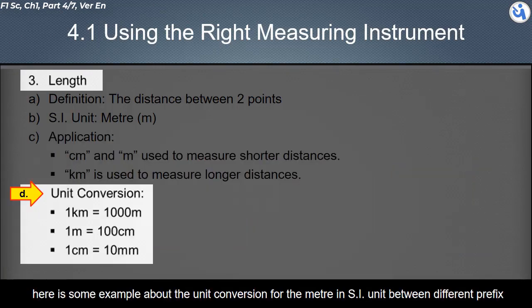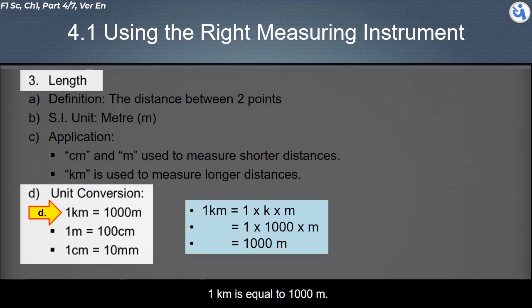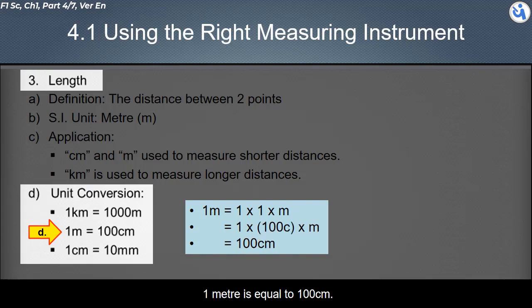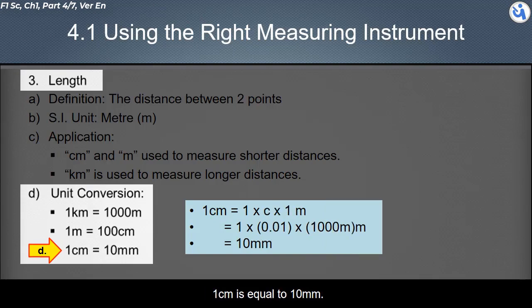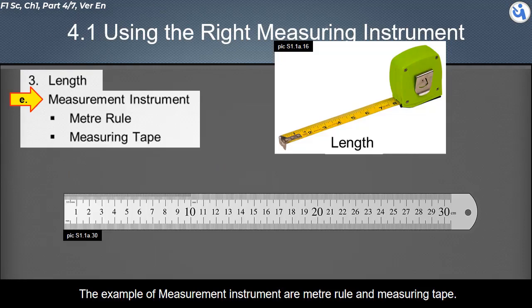Here are some examples of unit conversion for the meter in SI unit, between different prefixes. 1 kilometer is equal to 1000 m, at which k, kilo, represents 1000. 1 meter is equal to 100 centimeters. 1 centimeter is equal to 10 millimeters. The examples of measurement instruments are meter rule and measuring tape.